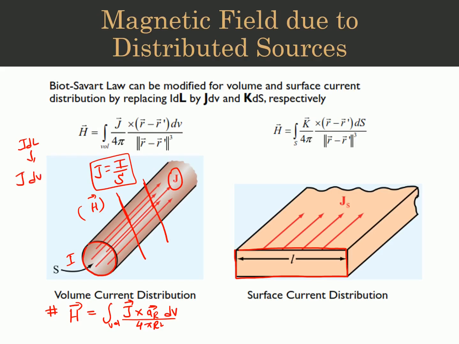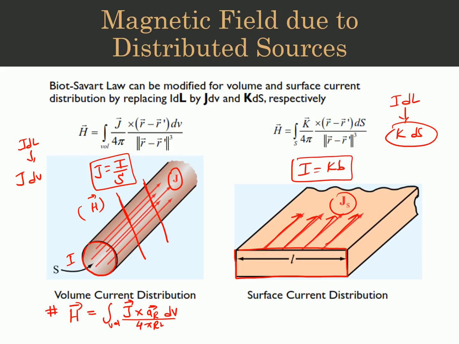Similarly, if I have a surface sheet, the IDL in the previous equation will be replaced by K with dS, the differential element. What is K? K is basically a surface current density. So if I have a surface sheet over here and the current density is moving normal to it on the surface sheet, K is basically going to be the current that is available on the front of the sheet, or on the width of the sheet. So this is basically the width section of the sheet, which is B. So the current is equal to the surface current density K multiplied with the width B.